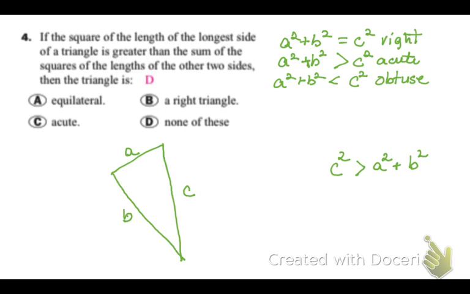A squared plus B squared is less than C squared is an obtuse triangle. But look, it's not equilateral, it's not right, it's not acute, it's obtuse. And so the only possible answer is D: none of the answers given. So that's a little bit tricky. But be confident in knowing that A squared plus B squared less than C squared is an obtuse triangle. So the answer is that none of those other answers are correct.